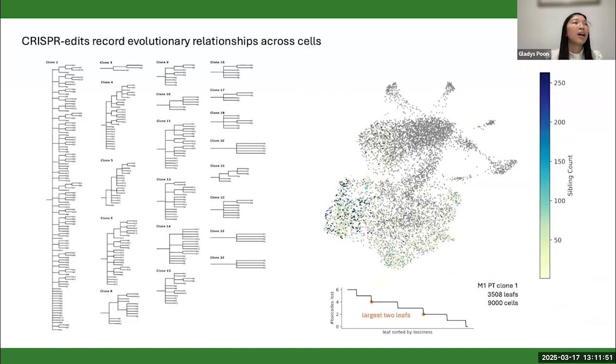So first here, what I did is, first of all, we reconstruct what the phylogenetic trees should be from the single cell CRISPR-edited barcode information.